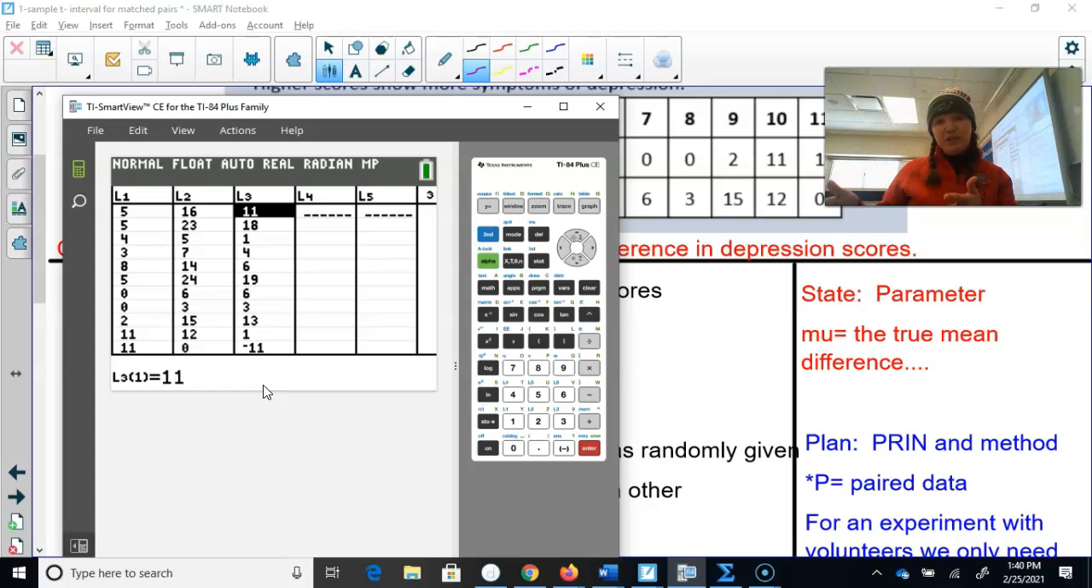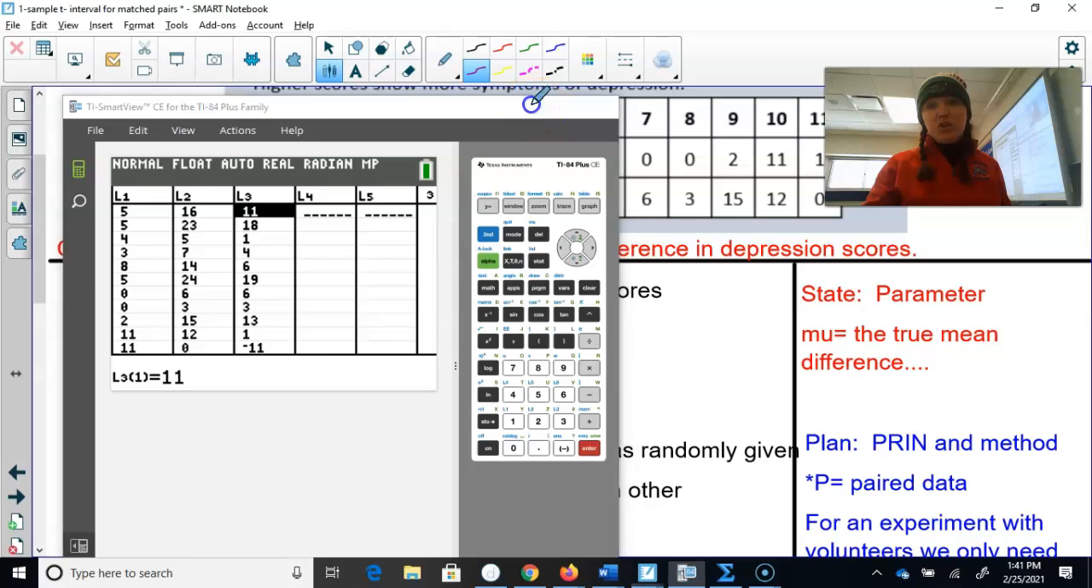Now I want to figure out what the true mean difference is for people like the ones in the study. So I'm going to generate a lower bound and an upper bound to see what that true mean difference in depression score would be with caffeine versus a placebo. How am I going to do that right now? Well, first, let's go back to why we entered it into L3 in the first place.